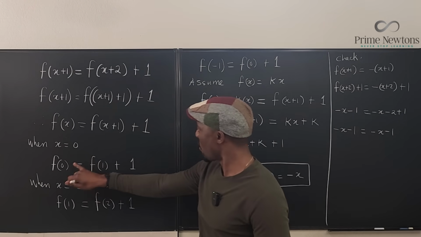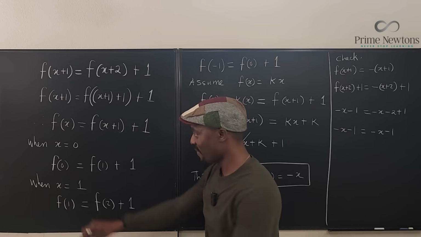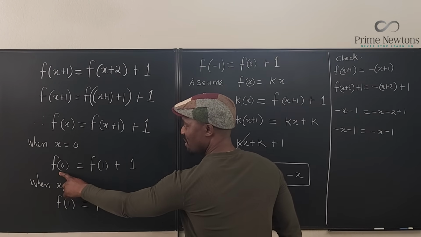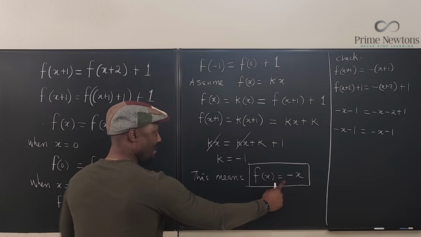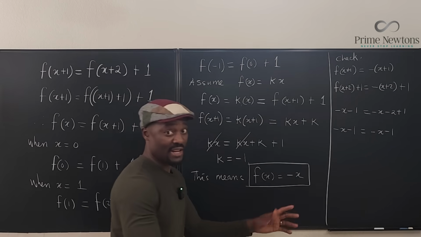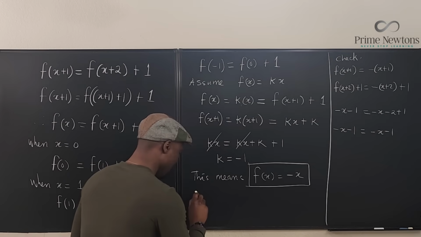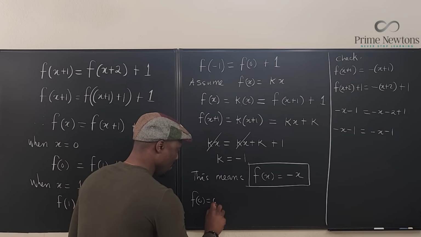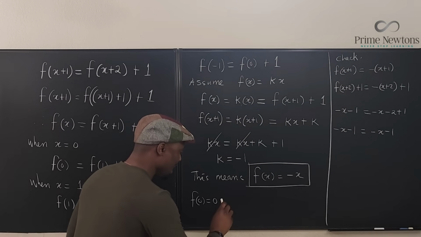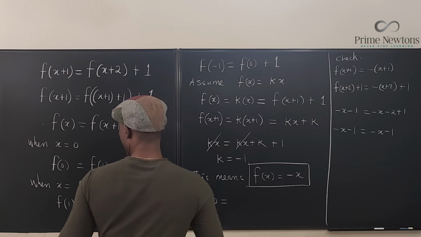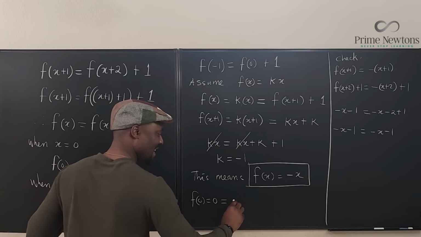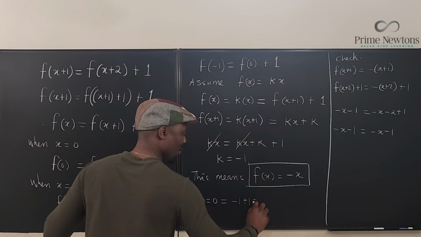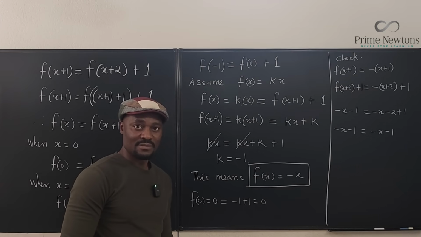If you try this one also, look, f of 0 is supposed to be negative 0, right? If we say this is true, f of 0 will be negative 0, but negative 0 is 0. So f of 0 should be equal to 0. But it's also equal to f of 1 plus 1. What is f of 1? f of 1 is negative 1 plus 1, which is also 0.